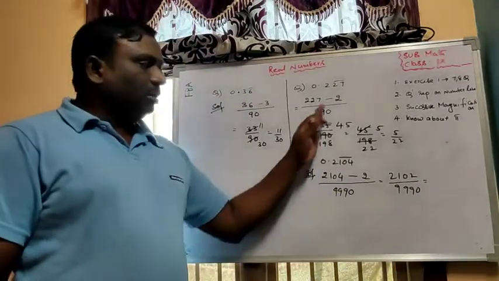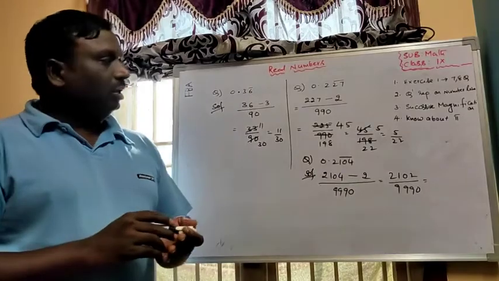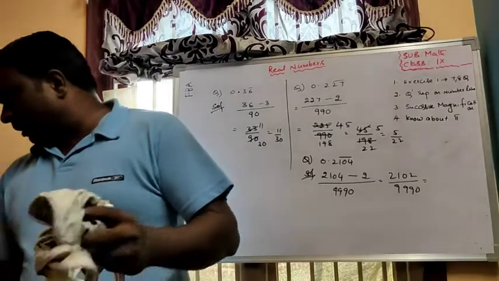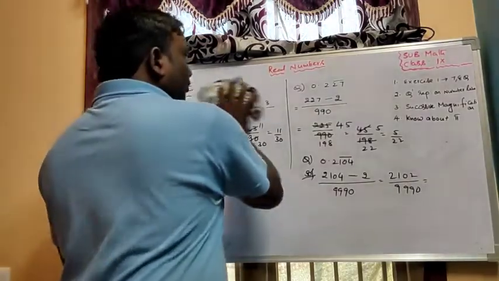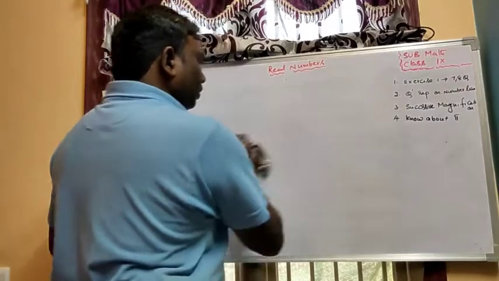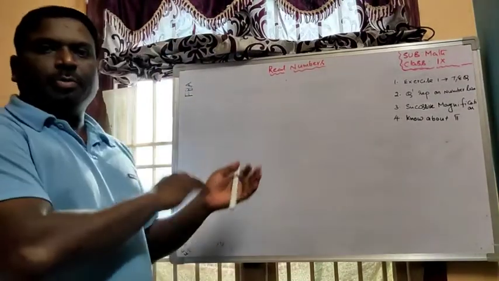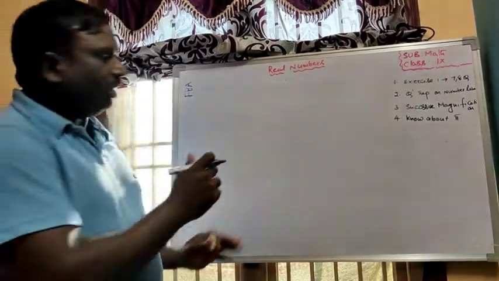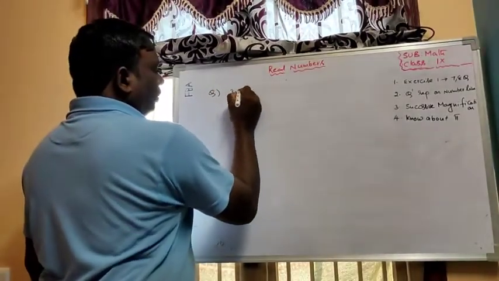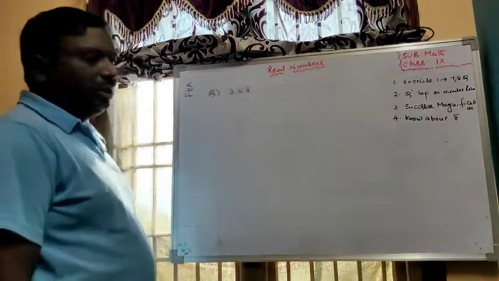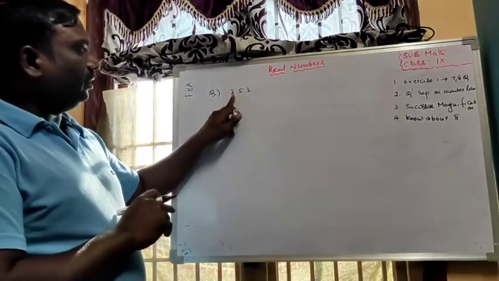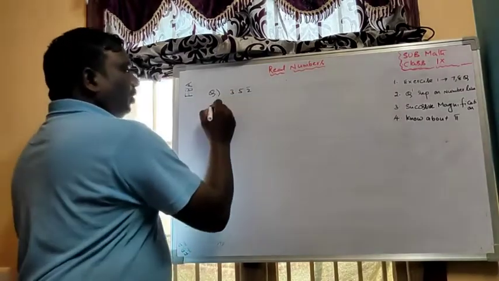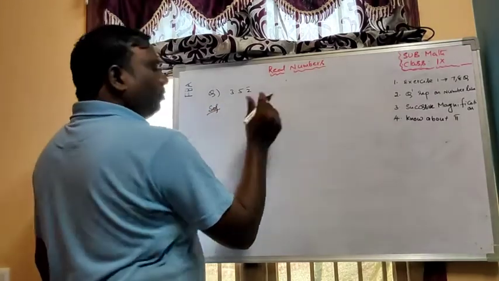Sometimes these types of questions are in your textbook. Apply the same method and definitely you'll get the same answer. Sometimes we'll get 3.52 with 2 recurring. In the earlier questions, the integer part was always 0, because for each example I explained with 0 point. But here I am taking 3 point. What you have to do for this question?